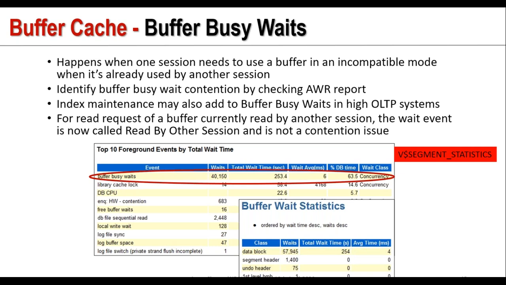Now, besides that, this is what we are just trying to show, that we are having the different classes actually being there. And you can actually see in this example that data block is basically the particular reason that the buffer busy wait is actually occurring.